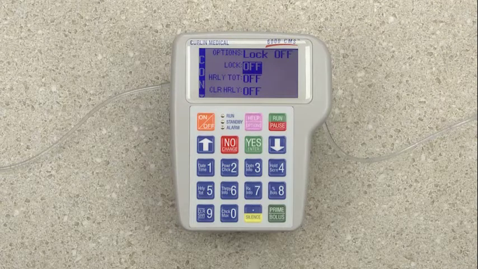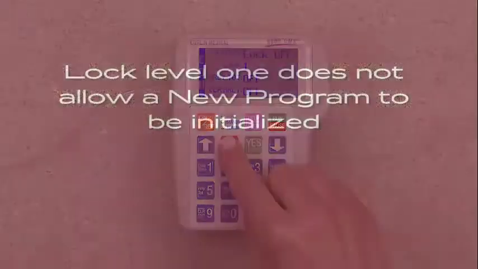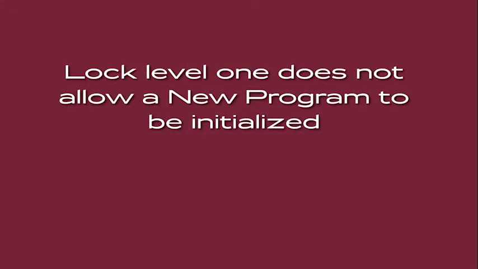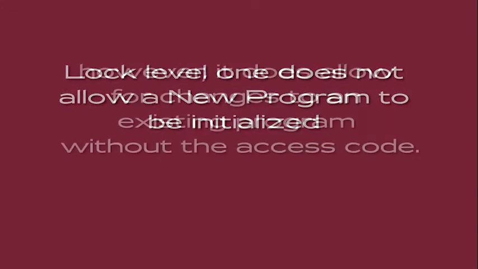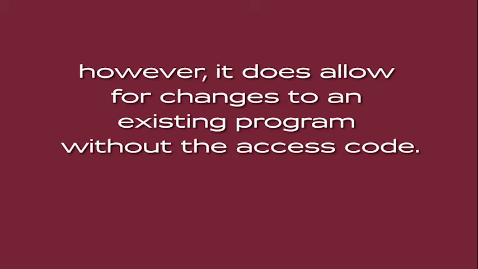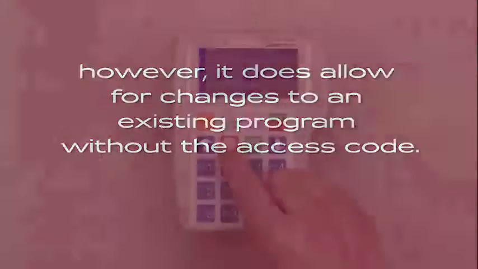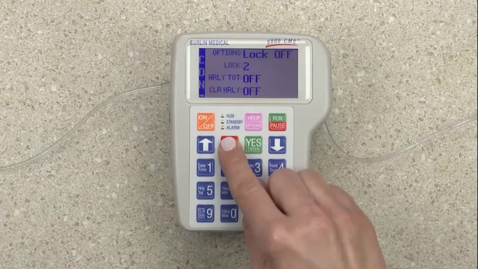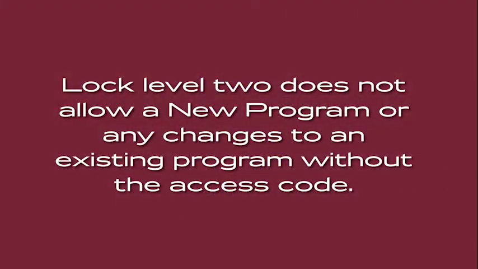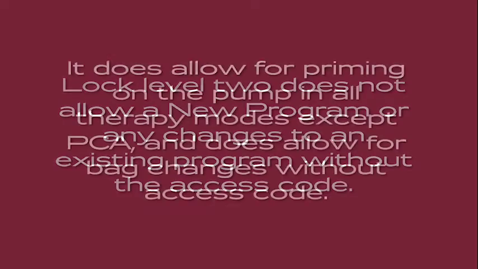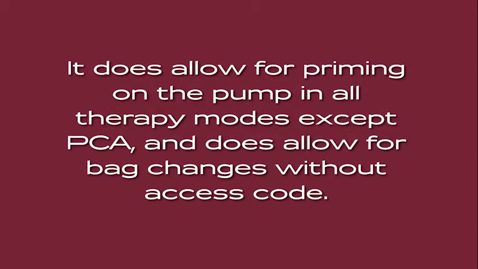Press No, and it changes to lock level 1. Lock level 1 does not allow a new program to be initialized. However, it does allow for changes to an existing program without the access code. Press No, and it changes to lock level 2. Lock level 2 does not allow a new program or any changes to an existing program without the access code. It does allow for priming on the pump in all therapy modes except PCA, and does allow for bag changes without the access code.